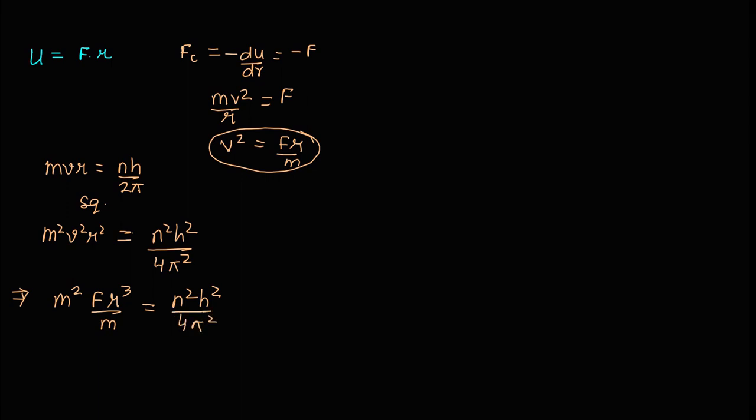From here we attain the equation for radius. Since it is r to the power 3, if I arrange the terms on the other side of the expression, we get r equal to n to the power 2 by 3, times h² upon 4π²mF, whole to the power 1 by 3. So from here the idea is clear that r is proportional to n to the power of 2 by 3.